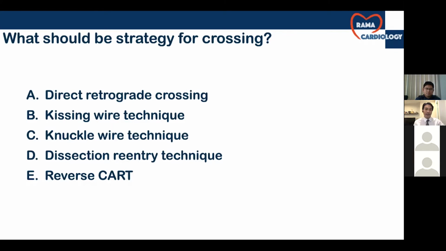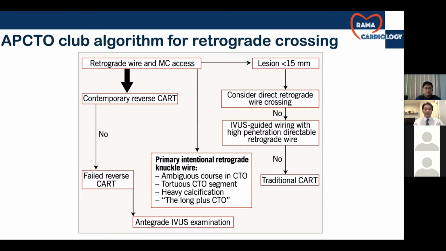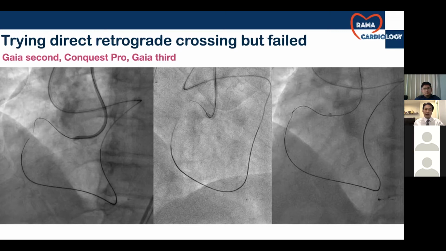So what should be the strategy for the retrograde crossing of the CTO: using the wire technique, or the knuckle wire like the previous operator, or the subintimal reentry technique, or reverse CART? If you look at the APCTO algorithm, if the lesion is less than 15 mm, they recommend using direct retrograde wire crossing. But I think the CTO segment is a bit long, but not so long, and the course should be not so tortuous.